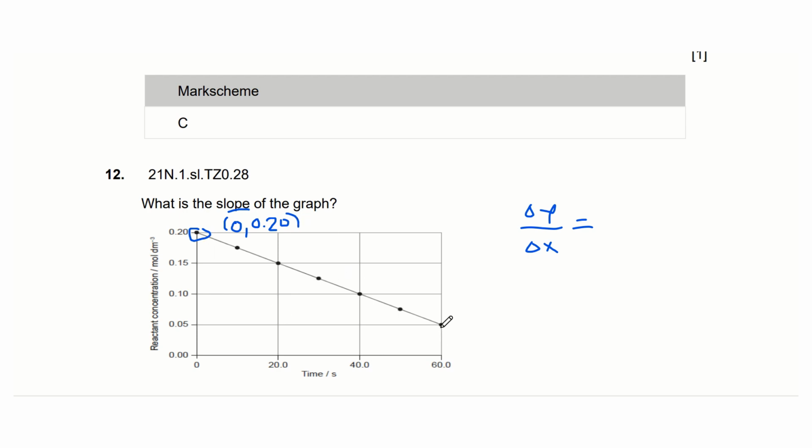So this point here is 0 for x. Remember, we always start with x. So this is going to be 0, comma, 0.2. Please be very careful with the numbers that they've given you, because if you make mistakes in writing them down, that might give you the wrong option. Okay, and then the next point I would take as the last point here. So then x in this case is 60, and y is 0.05. You can take any points that you want, but I find these the easiest.